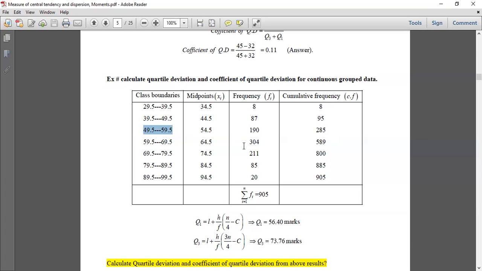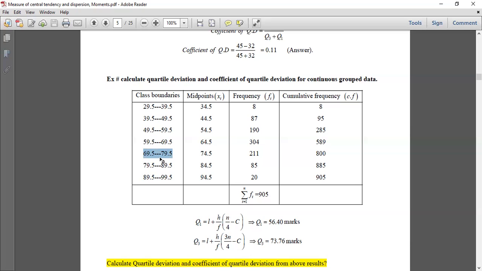For the second one, that is 678, it is near about the cumulative frequency 800. So we get 69.5 to 79.5. So these are the ranges for these two particular quartiles.